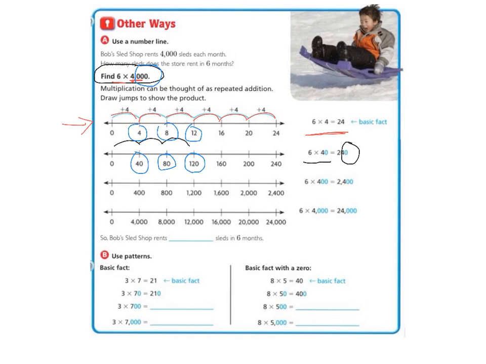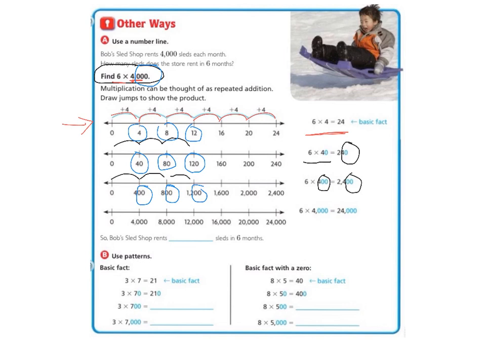Now the same thing works when I multiply by 100. 100 has 2 zeros, so all of my jumps have 2 zeros. 1 times 400 is 400. 2 times 400 is 800. 3 times 400 is 1,200. 2 zeros, 2 zeros, 2 zeros. All right?